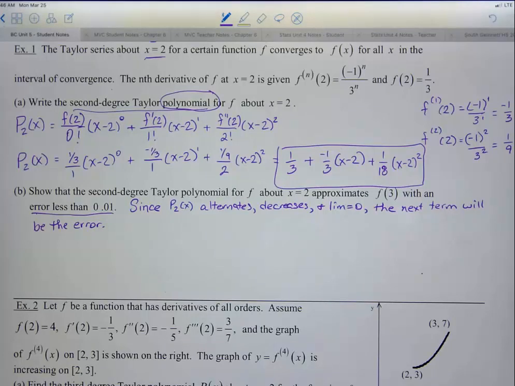Yes, ma'am? Why do they just decrease it? Okay.